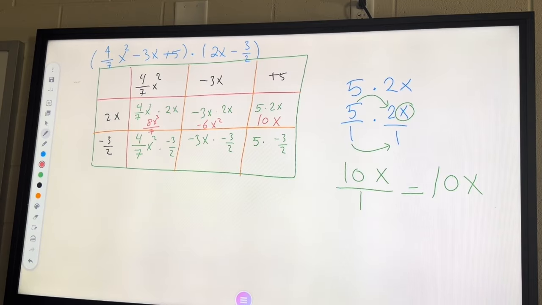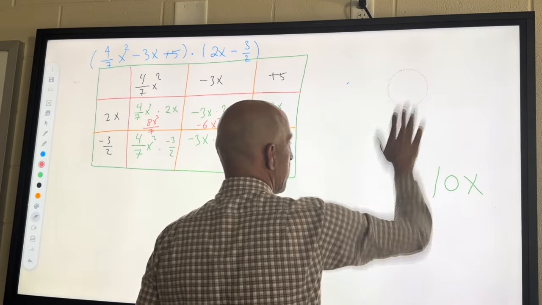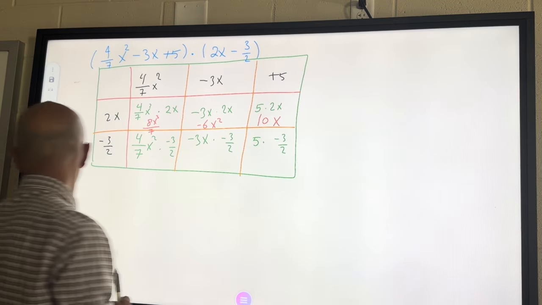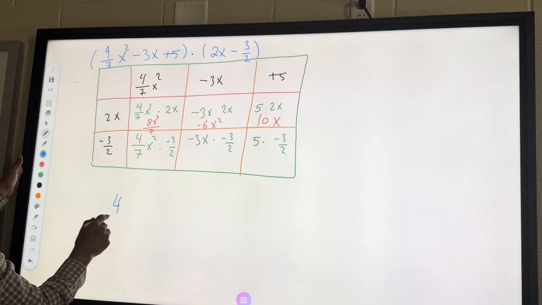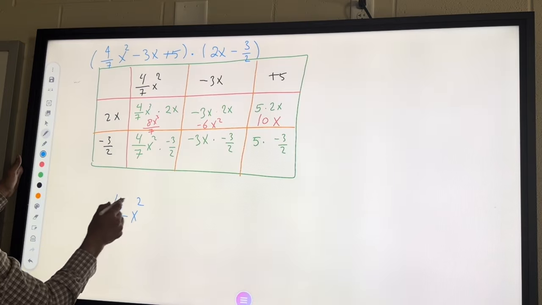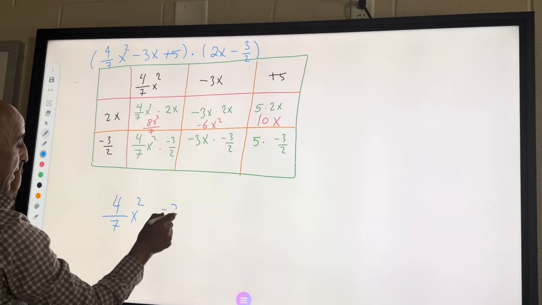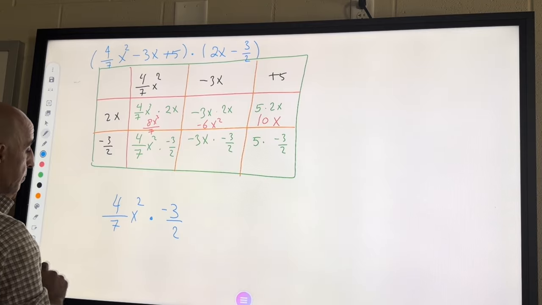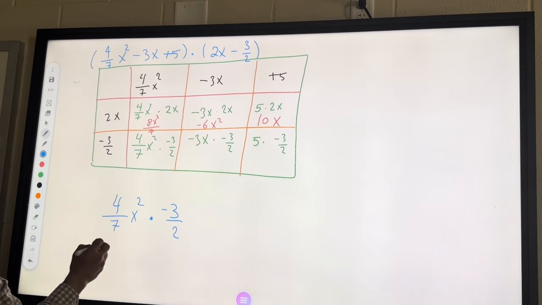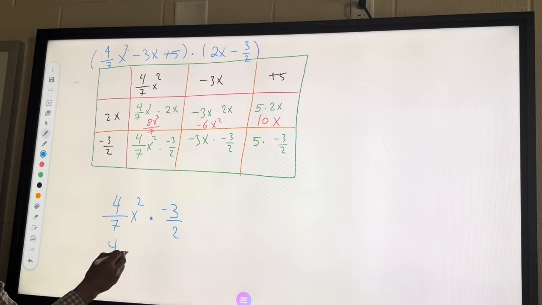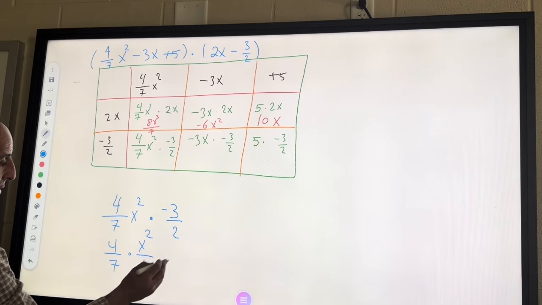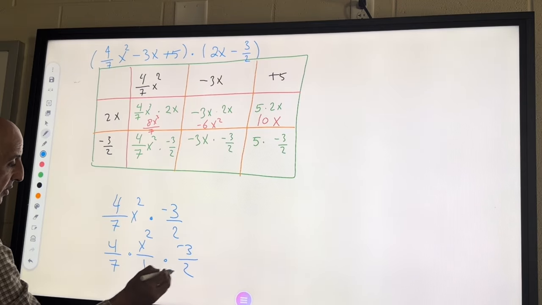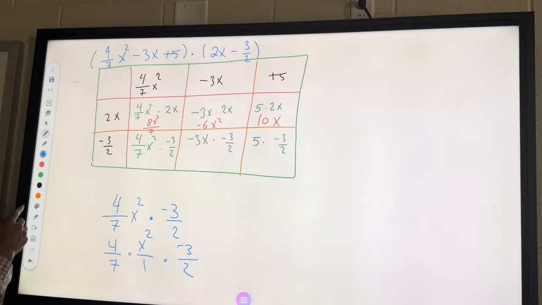And the third one, let me talk about now the third one. In the third one, what we have is 4 over 7, x to the power 2, multiplied by negative 3 over 2. I can deal with this as a fraction. So 4 over 7 multiplied by x to the power 2 over 1, multiplied by negative 3 over 2. Let's deal with the numbers first.